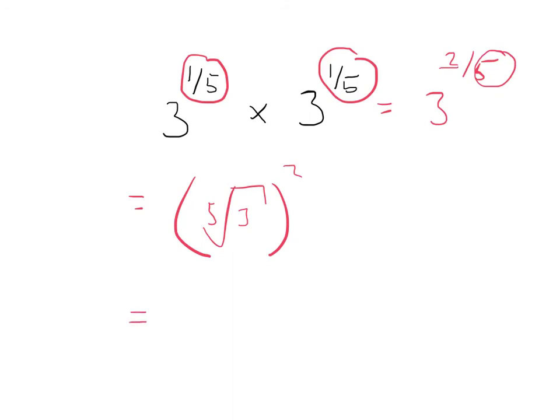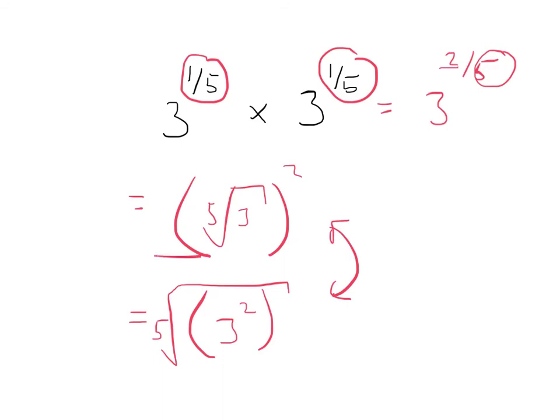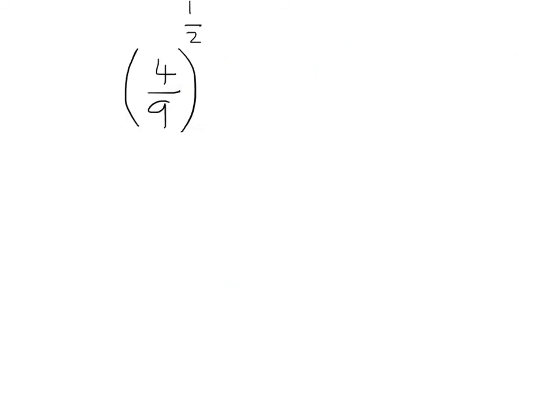And by the magic of maths, it actually doesn't matter whether we do 3 squared and take the fifth root of that answer, or whether we take the fifth root of 3 and square that answer. Those two things are completely equivalent. But sometimes when we're working things out, it's easier to do it the first way, and occasionally it'll be easier to do it the second way. So just keep an eye out for which one of those two would be easier in that situation.